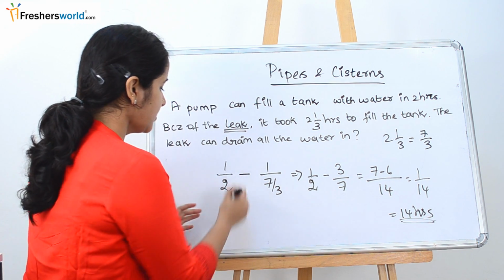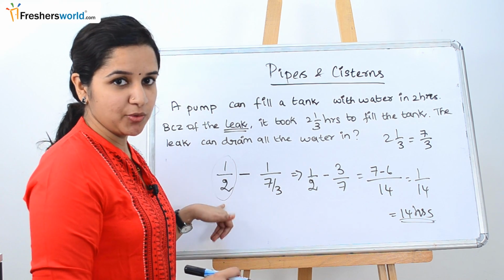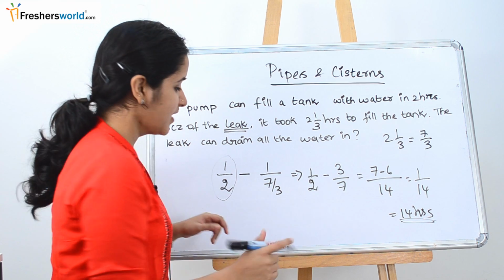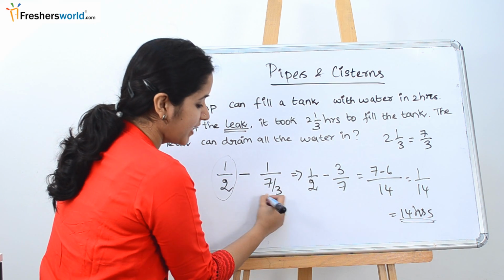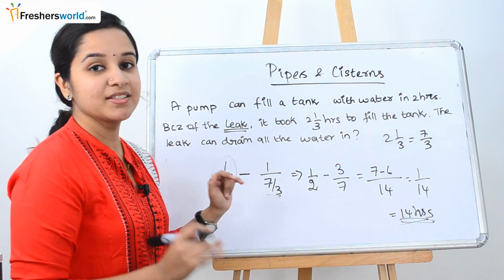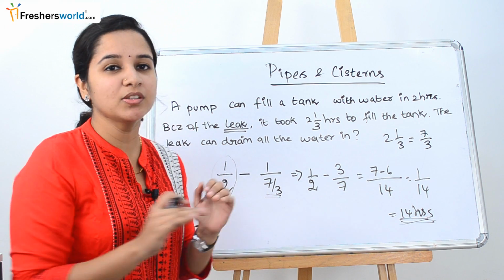How did we do this? We know that it takes 2 hours to fill the tank, so we write it as 1 by 2, and there was a leakage which caused 2 1 by 3 hours to fill the tank. So we write it as 1 over 7 by 3. Once you solve it, we get 14 hours. 14 hours is the time taken by the leakage to drain all the water in the tank.